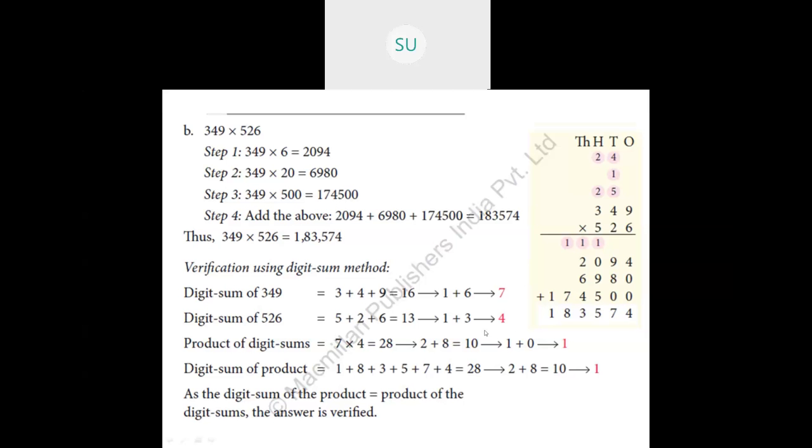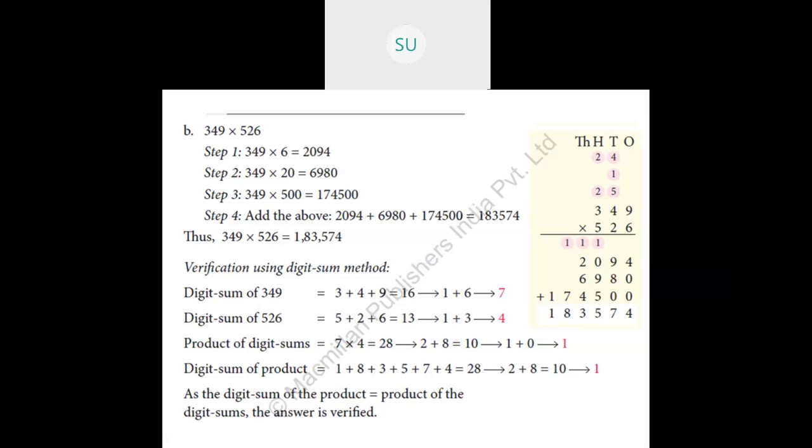Now what you'll do, you'll add the numbers. So when you add these three numbers that you've got after multiplication, you'll get the answer as 1,83,574. Okay, so the product is 1,83,574. Now, to verify if your answer is correct, here they have given a method called digit sum method.